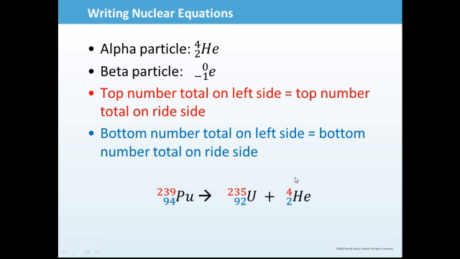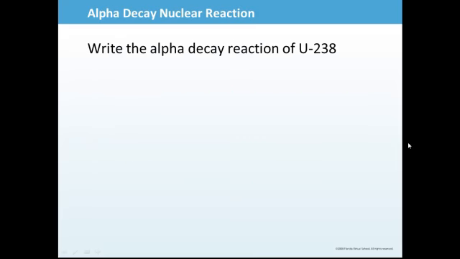239, we must still have a total of 239 mass at the end. So the total of my products must still have the same amount of mass as my reactants. My atomic number must remain the same. The total, 94. The total on the right must equal the total on the left. Please pause this recording and try this one on your own using the previous example to help end your lesson.